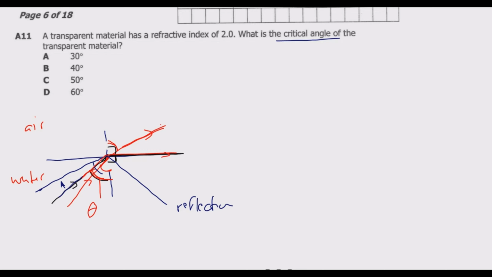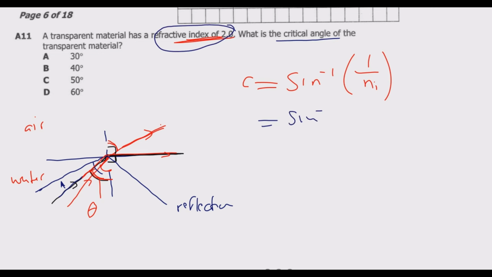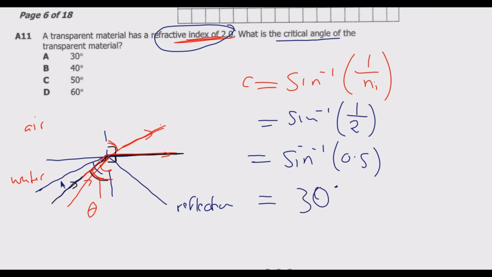Then the question is, how do you find the critical angle? The critical angle is given by sine inverse of 1 over the refractive index of the medium which you are finding the critical angle for. In this case we have the refractive index of 2, so it is sine inverse of 1 over 2, which is the inverse of sine 0.5. When we use our calculator, we discover that this is 30 degrees. So 30 degrees is the answer. When you look at the options, we discover that A is the correct answer.